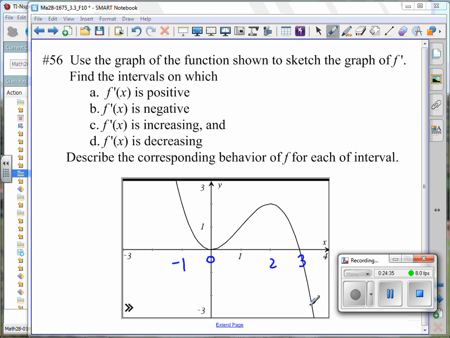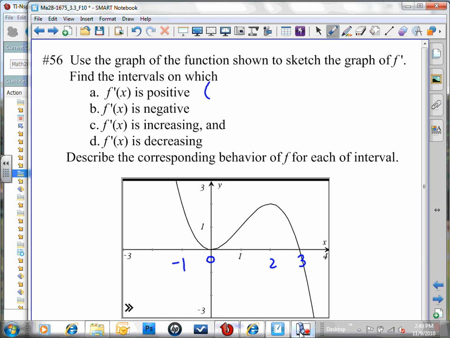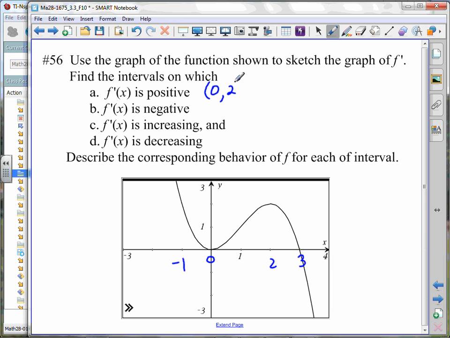Okay, Kevin, you have part A. The first derivative is positive. What intervals? From 0 to 2. Okay? Any others from anybody else? Okay, visualize the tangent lines. The first derivative is negative. Intervals.